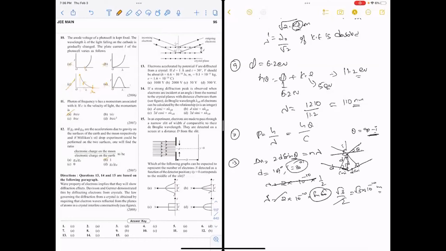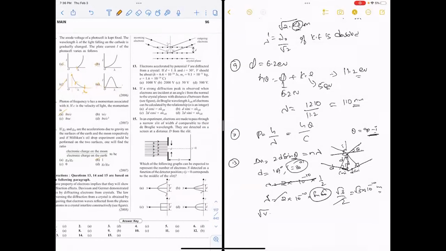That is the lambda value. So from lambda, how to get the stopping potential or root V? This is not given. The formula is not given. So root V is 12.27 by lambda. This is for electron. Basically, how do we get it? Kinetic energy is eV, no? Kinetic energy is how much? eV, which is half mv square. From velocity, you can say this is voltage and this is velocity.